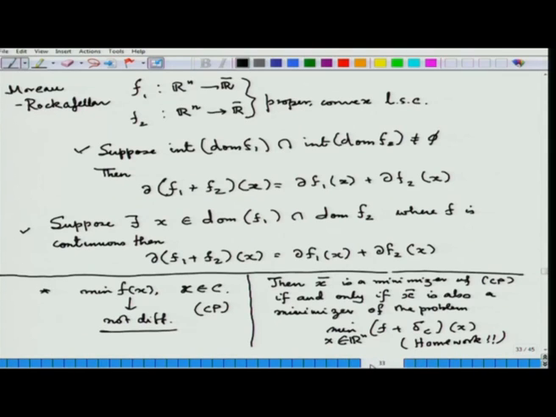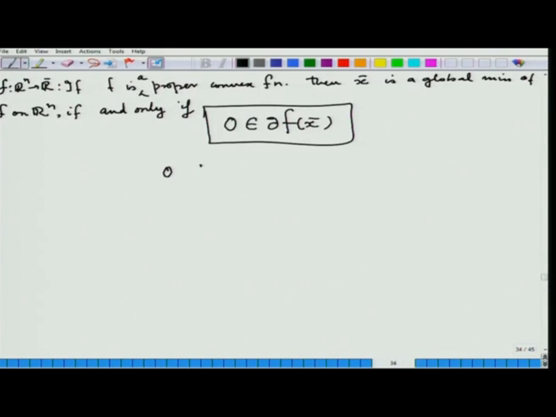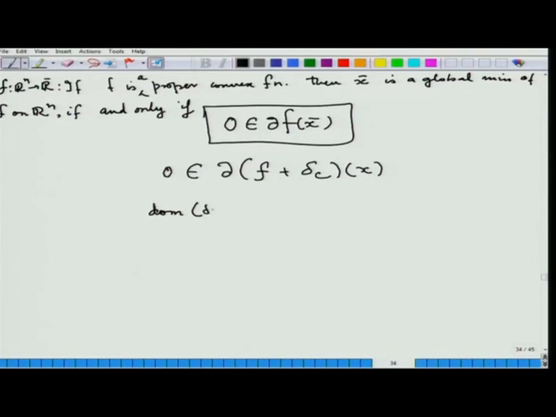So, x bar in here is a global minimum of f plus the indicator function over the whole of R n. So, what will I get? I will get 0 belonging to del of f plus the indicator. Now, what is the domain of the function f? It is the whole of R n. And what is the domain of the function del c? It is the whole of C. So, the domain of f intersection the domain of the indicator function is nothing but C.